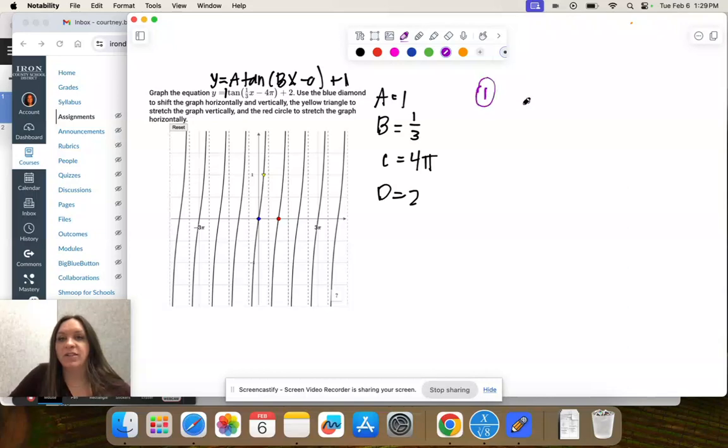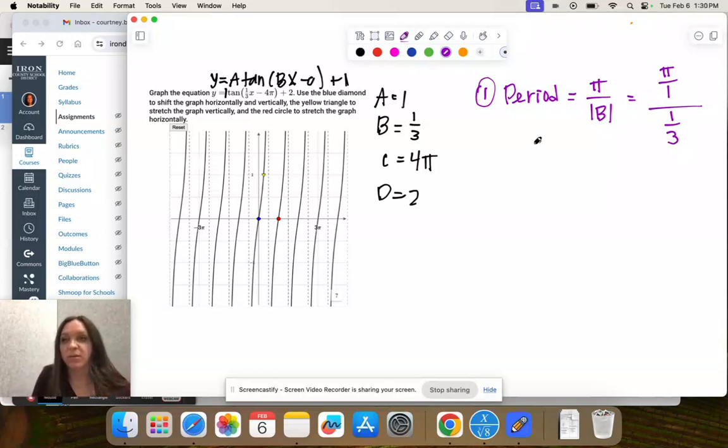So when we have tangent, we actually start with the period. And the period of a tangent function is pi over the absolute value of b. And b is 1/3. So I have pi, and I'm going to write pi as a fraction. Pi over 1 divided by 1/3. I like to have them both as fractions so I can use my rule. I copy the top, and then you multiply by the reciprocal. So sometimes we say copy dot flip, and then we multiply straight across. So I have 3 pi over 1, or just 3 pi. So 3 pi is my period, and that's my red dot on the graph.